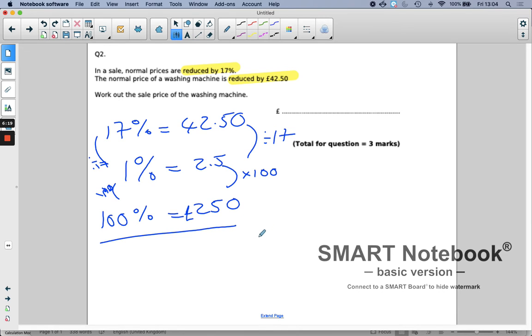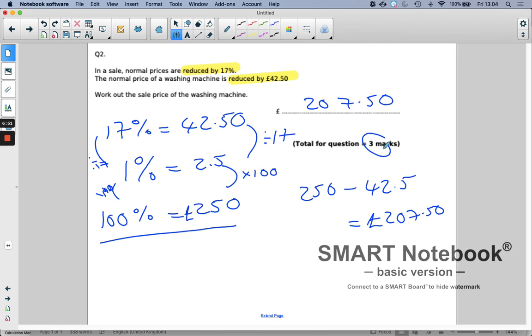I just need to double check the question, to check if I've answered it. It says work out the sale price of the washing machine. This isn't the sale price. The normal price is reduced by this much. So the sale price is 250 minus £42.50, which, again on the calculator, will give me £207.50. That's my answer for 3 marks there.